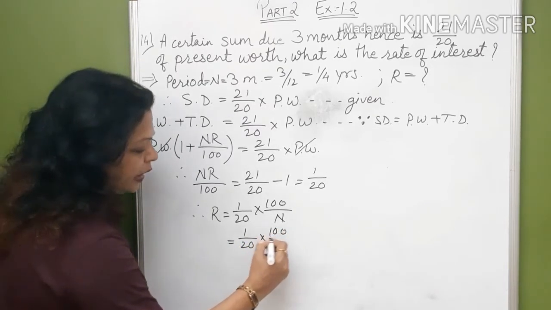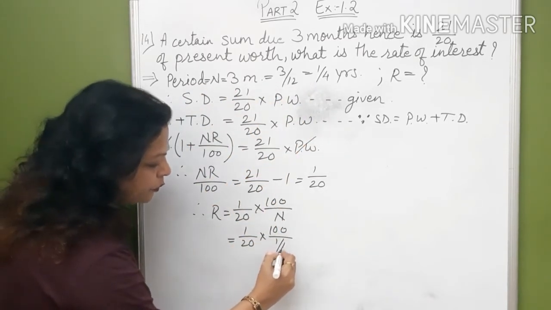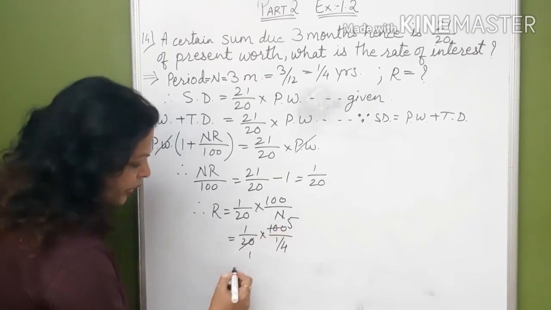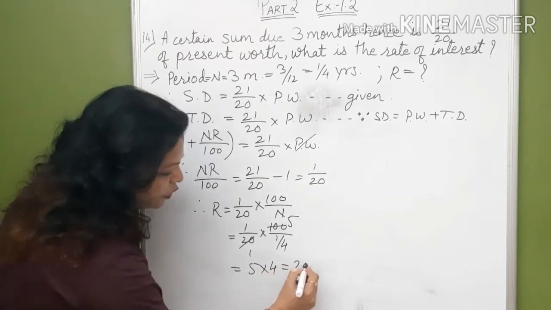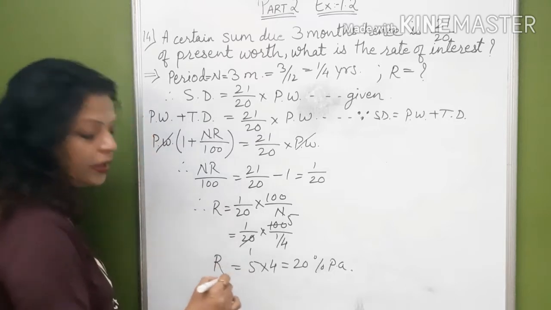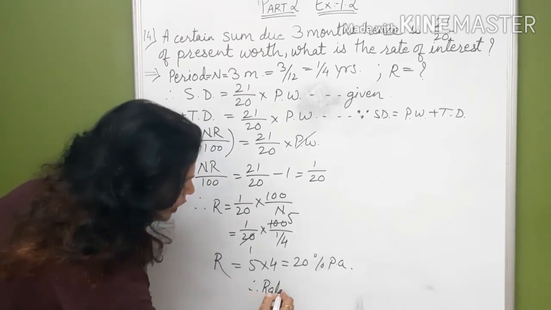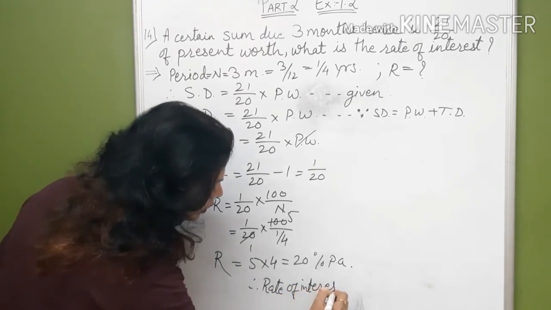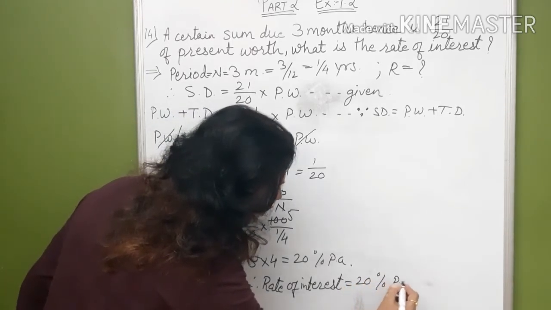20 into 100. N is given, we have found out here, 1 by 4. So 21s are 20, 25s are 100. So this becomes 5 into 4, that is 20% per annum. That is your rate. So write the final answer. Therefore, rate of interest is equal to 20% per annum.